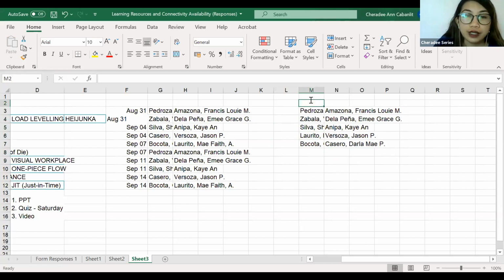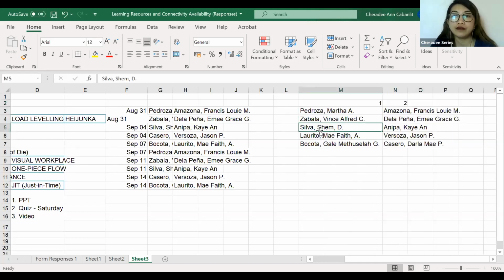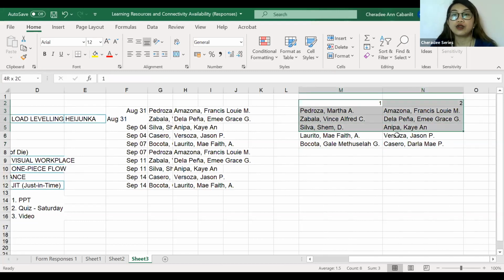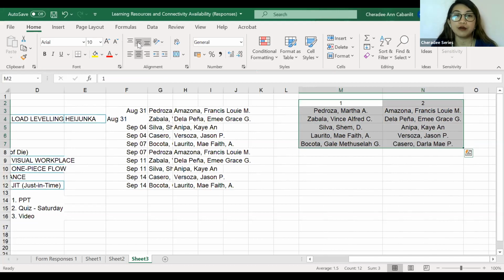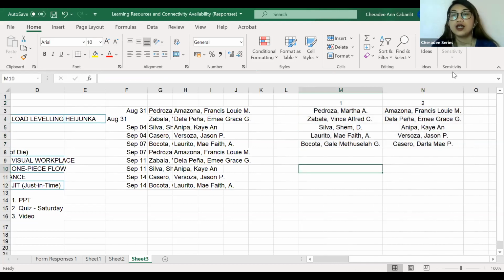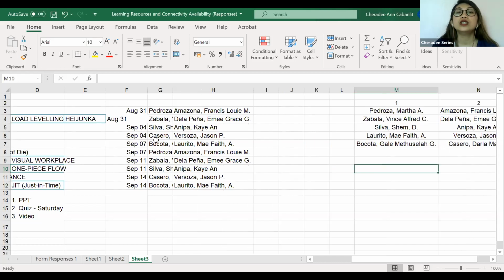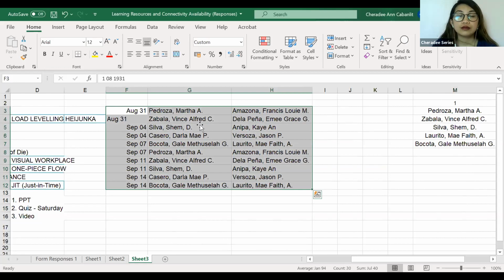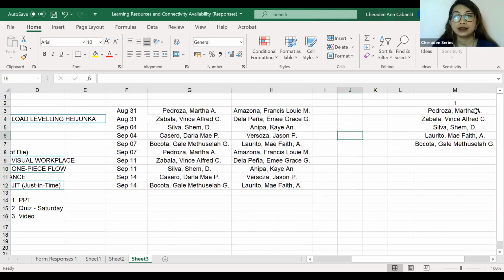So this will be group 1 and group 2. Alright? So group 1 is Pedrosa, Zabala, Silva, Laurito, Bocota. And then group 2 is Amazona, De La Peña, Anipa, Versosa, Casero. Okay? So, you will have to find the company that you know. It may be furniture, guitar makers, or egg production. Those are fine. Alright? To apply also in SIG.